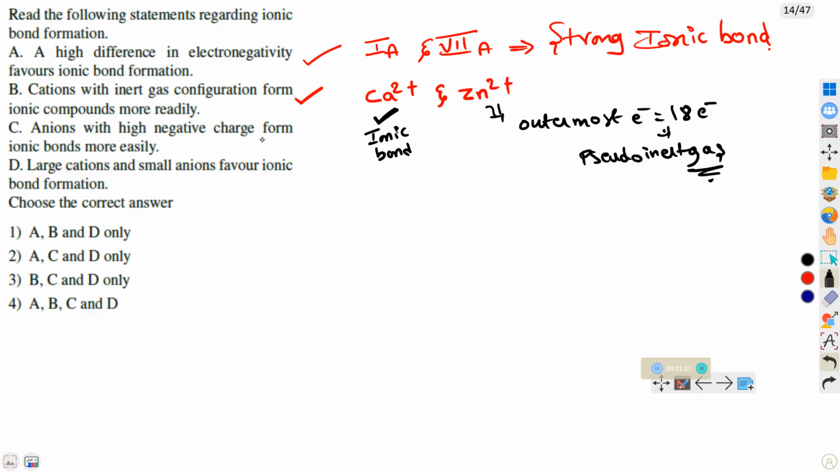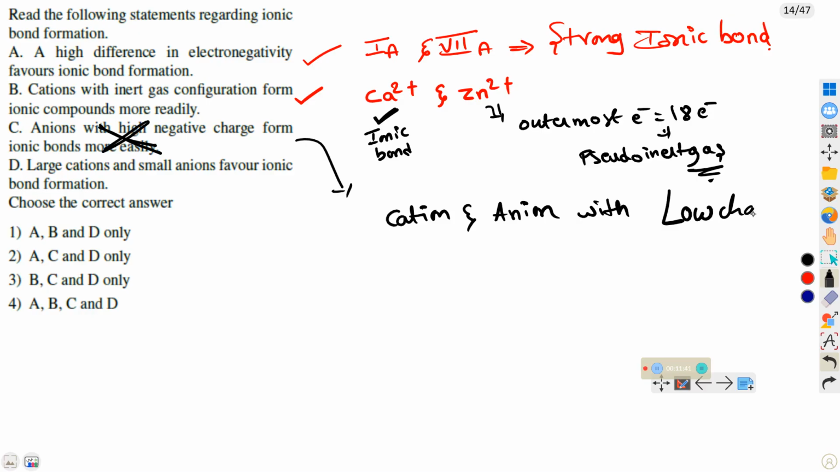Anions with high negative charge form ionic bond easily. Wrong statement. Cation and anion with low charge form ionic bond easily. Large cations and small anions favor ionic bond. This is correct. So A, B, D are correct. First option.